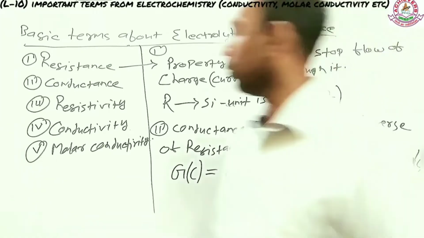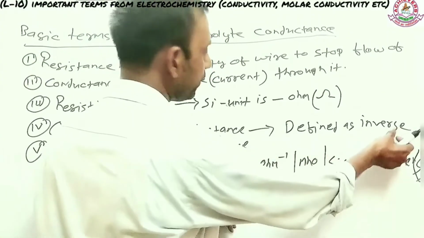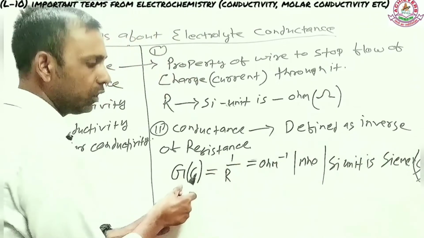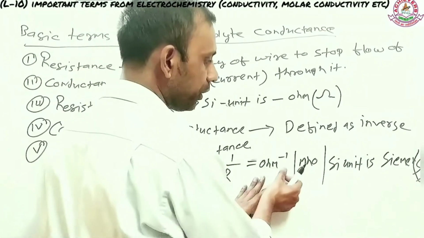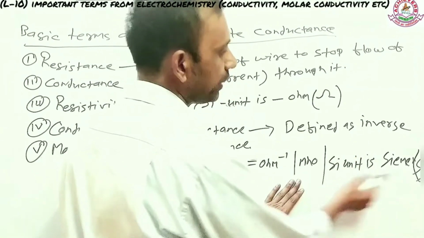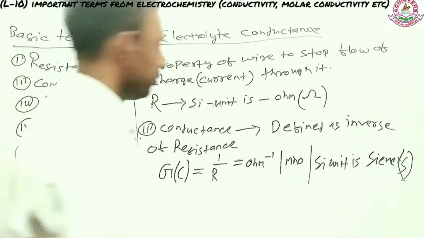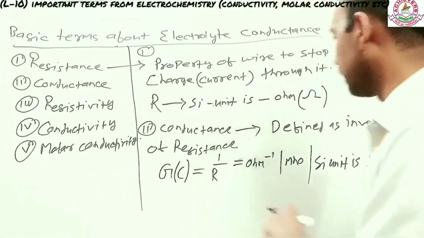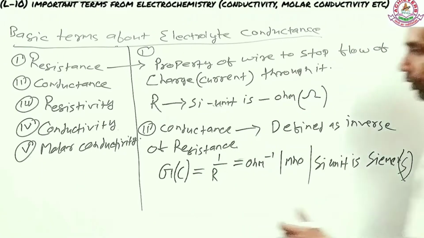So let me repeat back the whole thing here. Conductance is defined as inverse of the resistance. So G, or you call it C, is equal to 1 by R, and that's equal to ohm inverse. Sometimes it can be written as MHO, mho. Its SI unit is Siemens. These are not SI units. Right? So with that, I hope you have understood what conductance means here. Let's get back to the third one here.